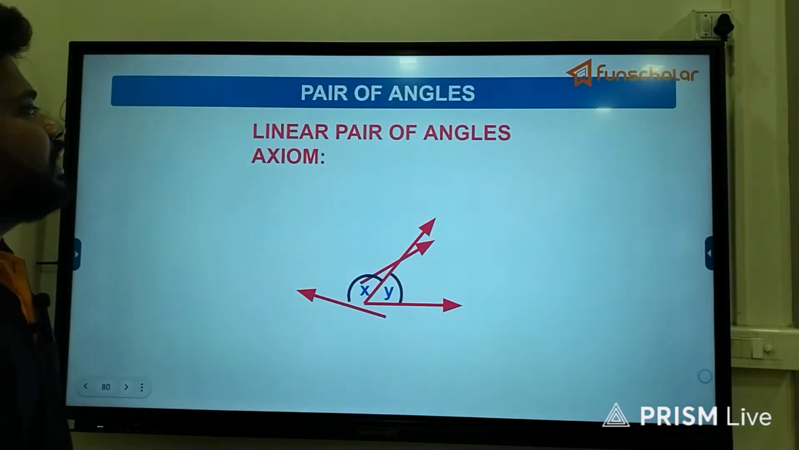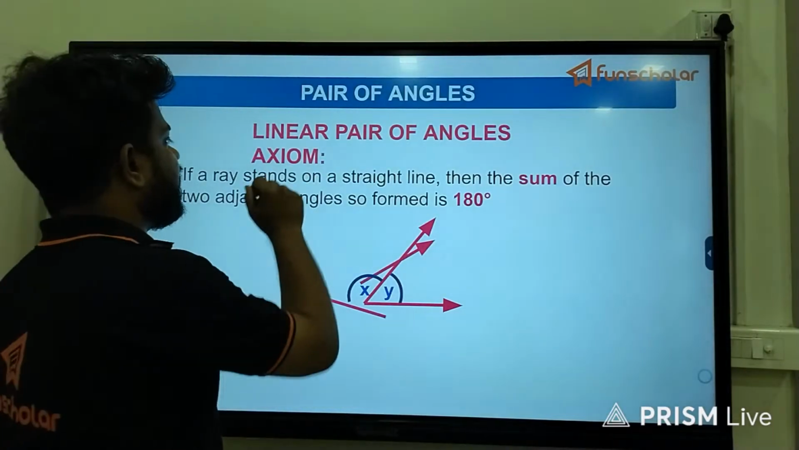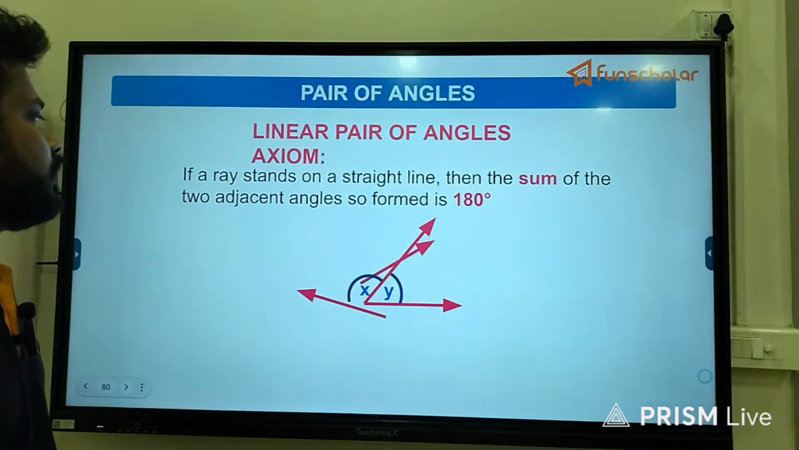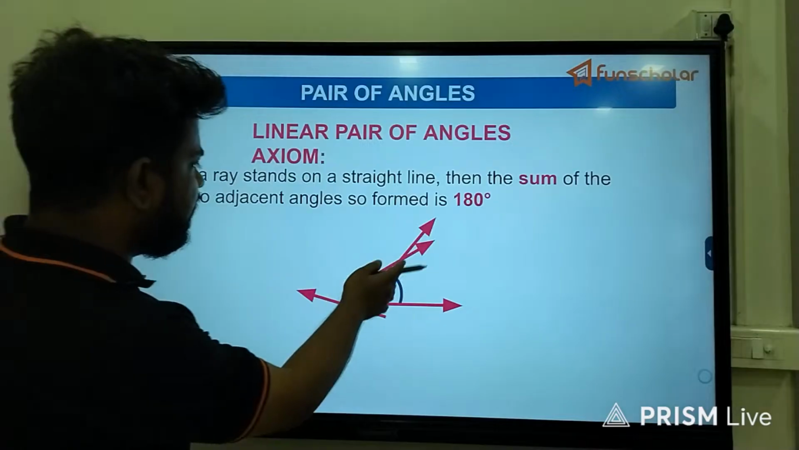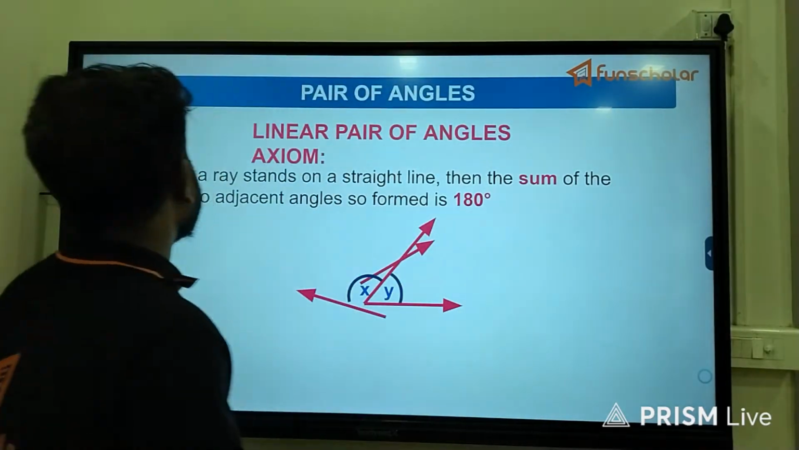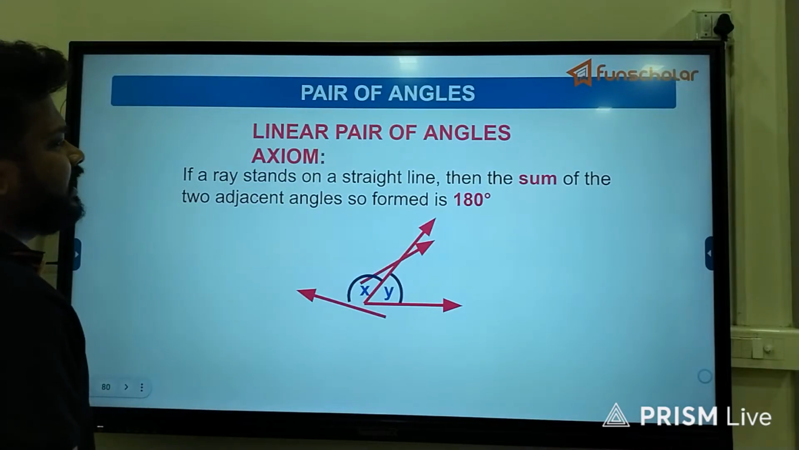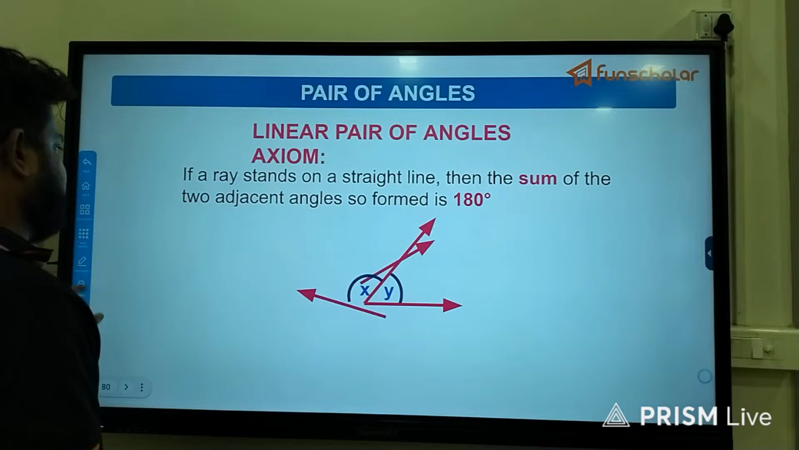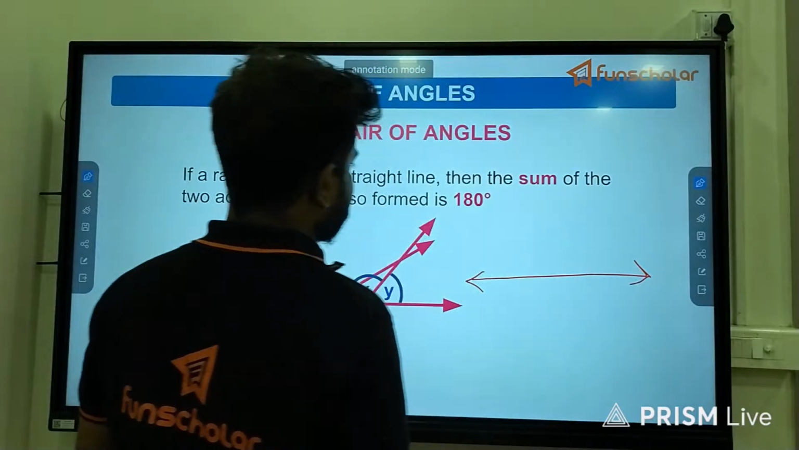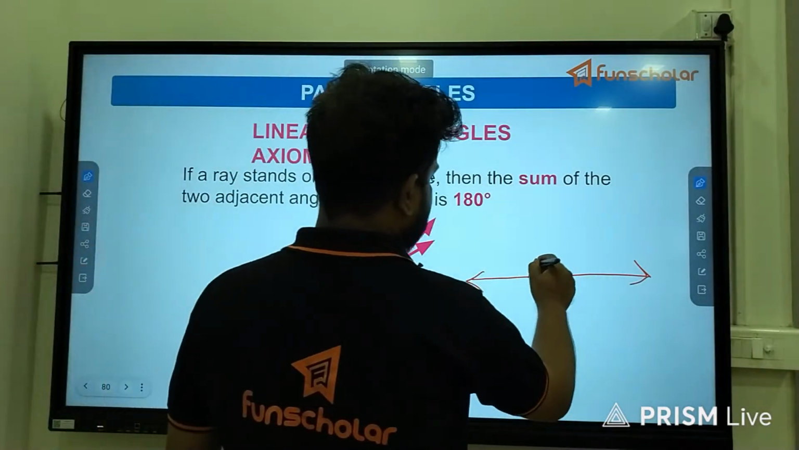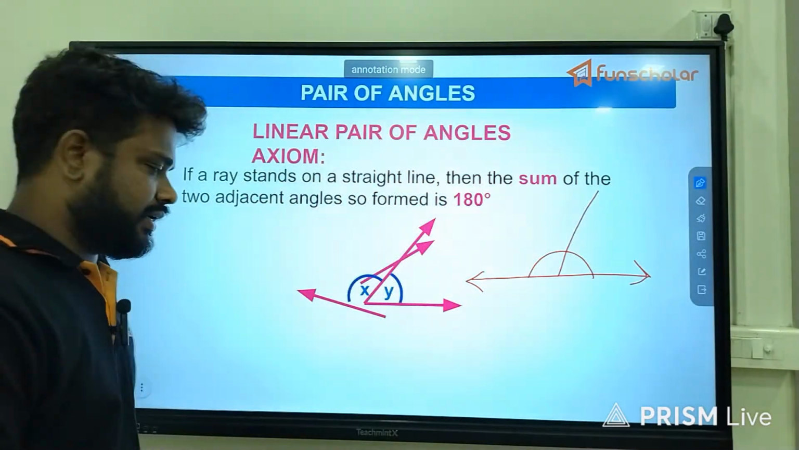Yes, the linear pair of angles axiom. Okay, if a ray stands on a straight line, then the sum of the two adjacent angles so formed is 180 degrees. Okay, maybe the image is not that accurate. So if a ray stands on a straight line, then the sum of the two adjacent angles so formed is 180 degrees. If this one is an adjacent angle, they will be forming 180 degrees. Okay.